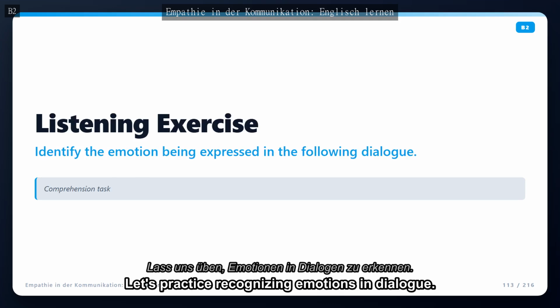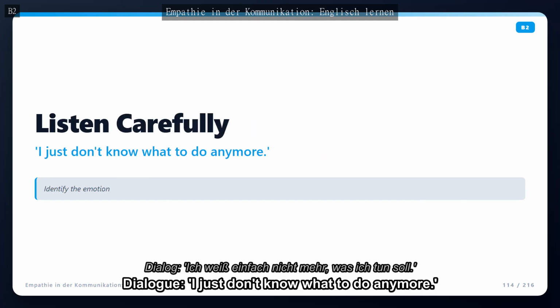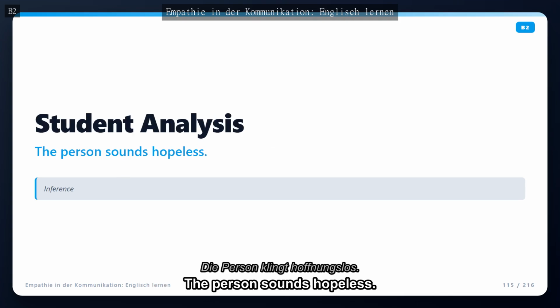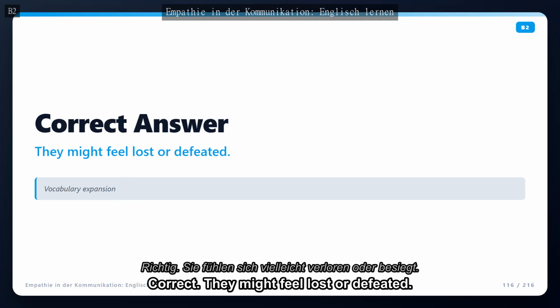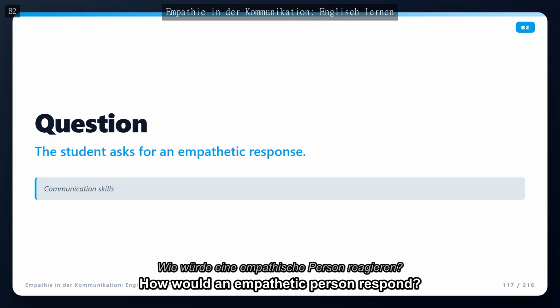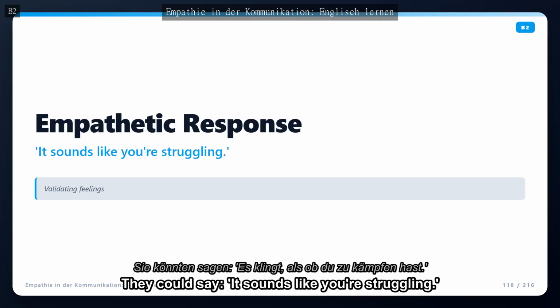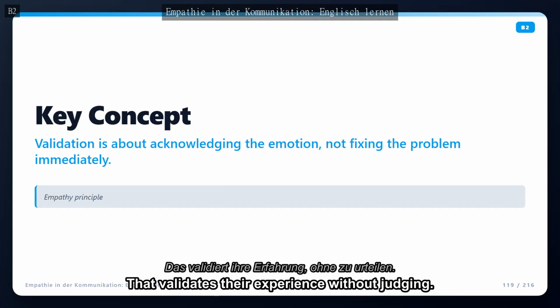Let's practice recognizing emotions in dialogue. Dialogue, I just don't know what to do anymore. The person sounds hopeless. Correct. They might feel lost or defeated. How would an empathetic person respond? They could say, "It sounds like you're struggling." That validates their experience without judging.